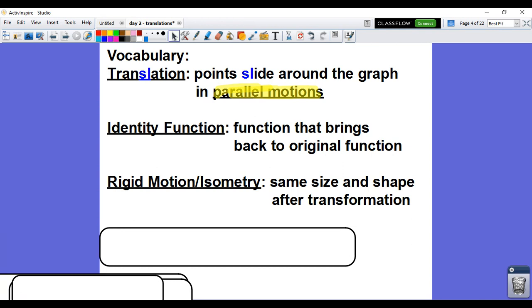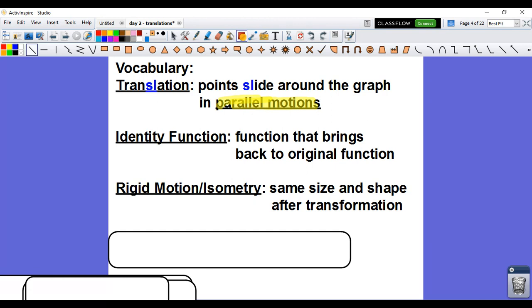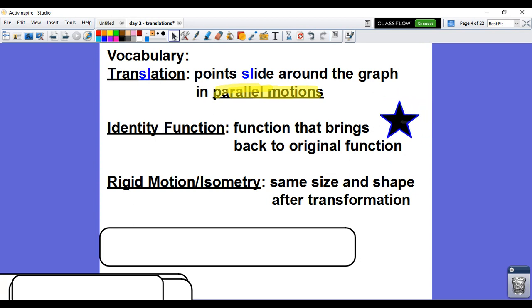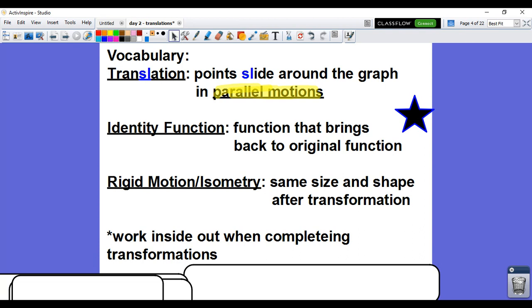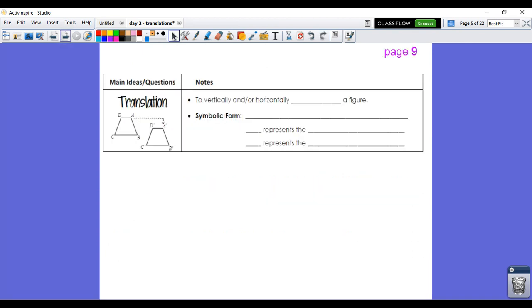So translations slide a shape around. For example, if I had this star, and I slide it around the screen, it's still going to be the same size and shape. Nothing's making it bigger or smaller. And when we're doing more than one transformation, we always work inside out, and that'll make more sense when we're doing some problems.